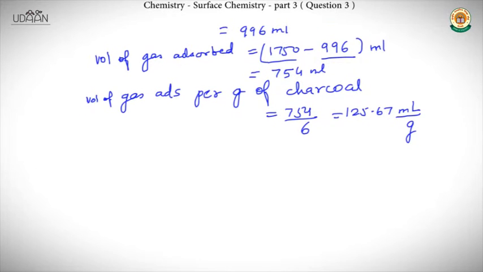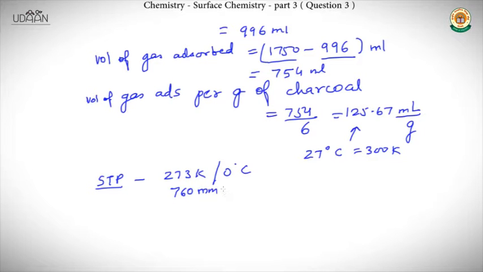Now what do I need to find in the question? The volume of the gas absorbed at STP, that is standard conditions. This much amount of gas is absorbed at 27 degrees Celsius, which is 300 Kelvin. Now what is STP? It is the standard condition of temperature and pressure, which is 273 Kelvin or 0 degrees Celsius and 760 mm of Hg.